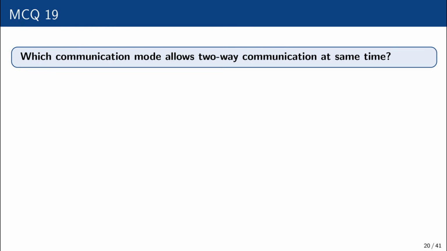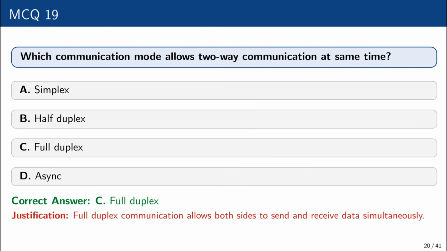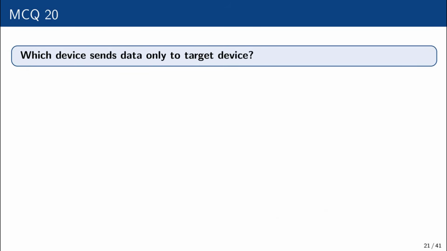Question number 19. Which communication mode allows two-way communication at same time? Simplex, half duplex, full duplex, async. Asynchronous means... the correct option is full duplex, because full duplex communication allows both sides to send and receive data simultaneously.